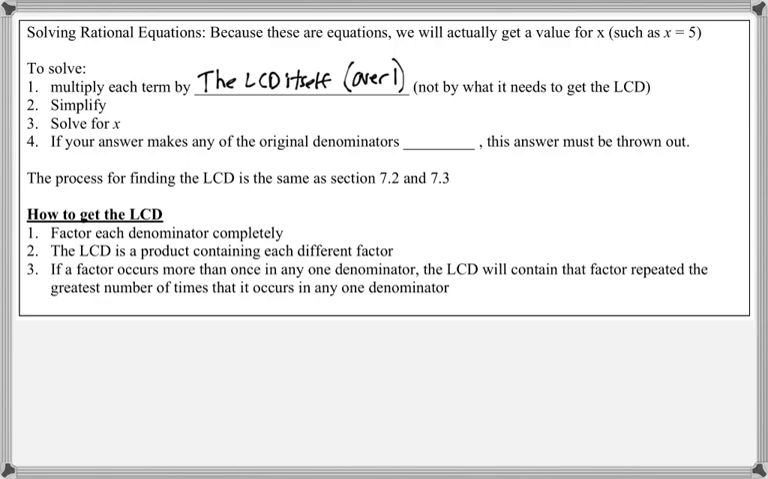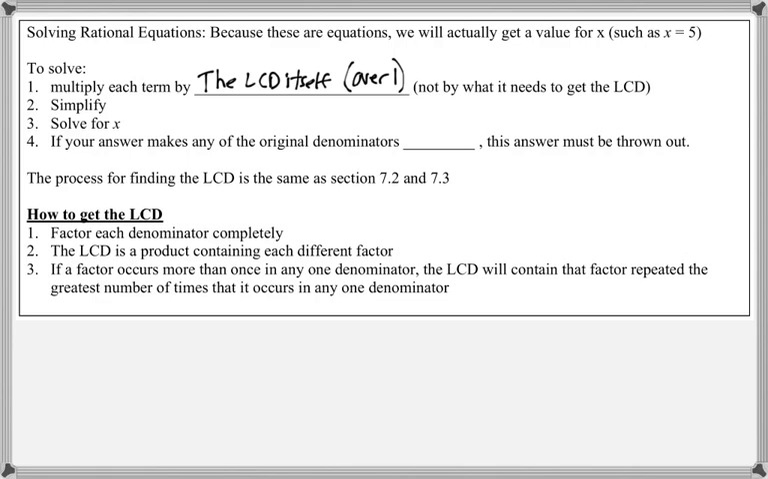I actually have a chart at the end of this section kind of highlighting the differences between these sections because they're very similar but they're also different. So it's going to be good to check out that chart to kind of see how do I know when I need to do what. But anyway, after that we need to simplify, then solve for x.